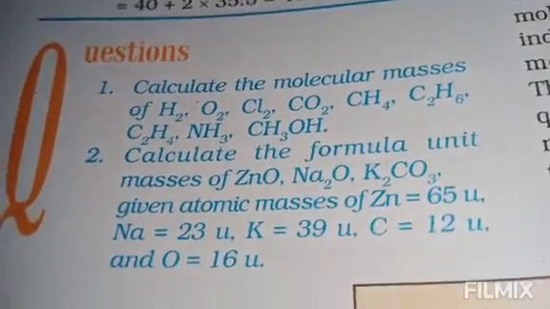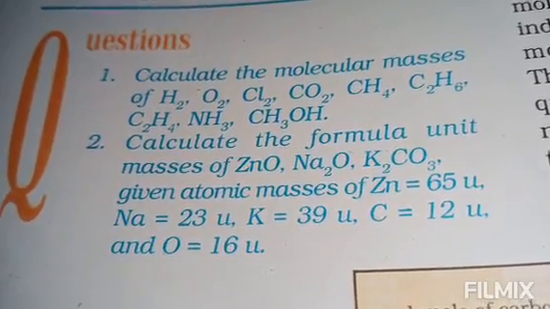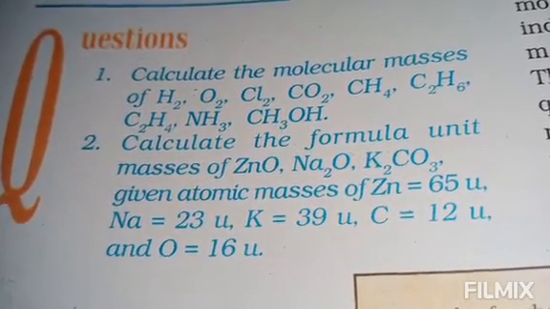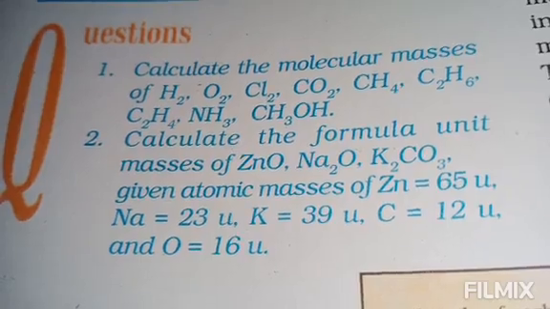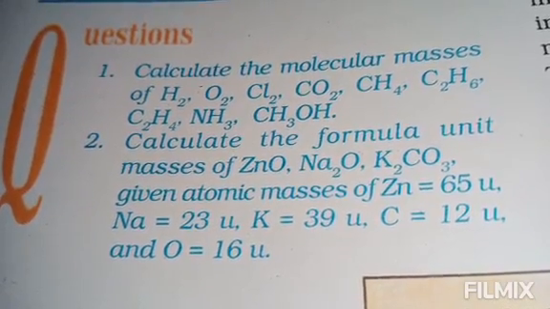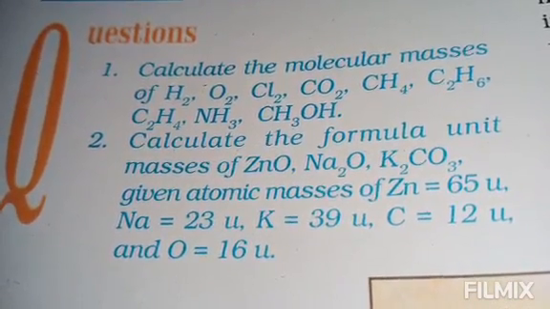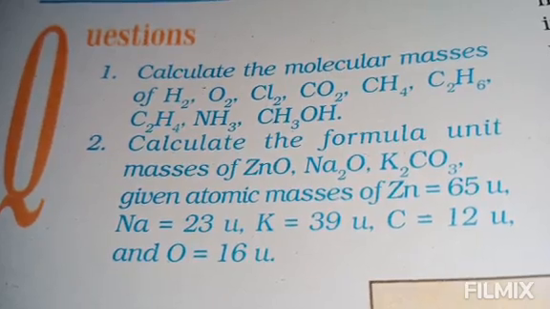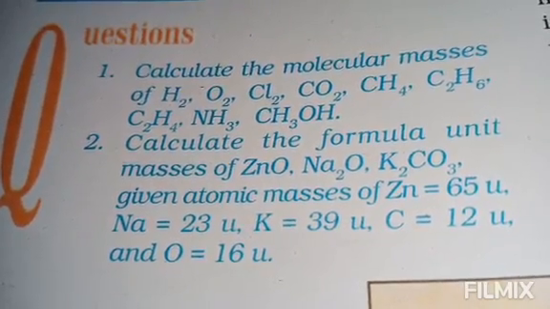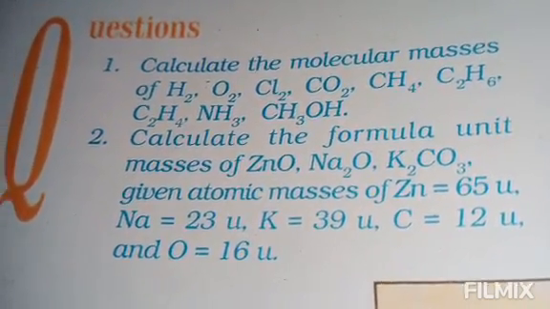Like this one, calculate the formula unit mass of ZnO. ZnO means Zn into 1 plus O into 1. So 65 plus 16, you will get 81.